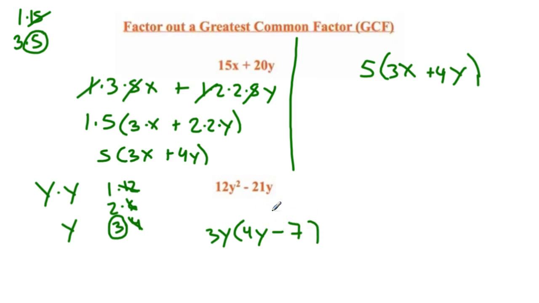Well, let's check. Let's try to distribute to find out. 3y times 4y. 3 times 4 is 12. Y times y is y squared. 3 times negative 7 is negative 21. This one has a y, and this one doesn't, and that will just give you the 21y. So this is your final answer right there.